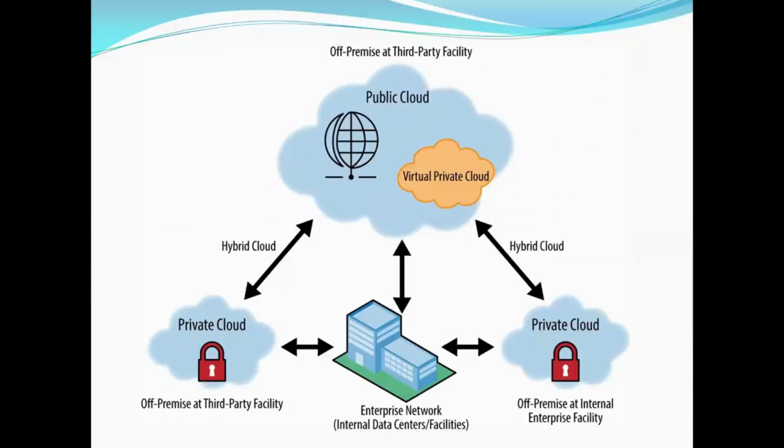This diagram depicts the difference between the public, private, and hybrid cloud. Public means the public internet, as we discussed, and private cloud is private to any organization. And you can see the hybrid cloud means a combination of public and private cloud.